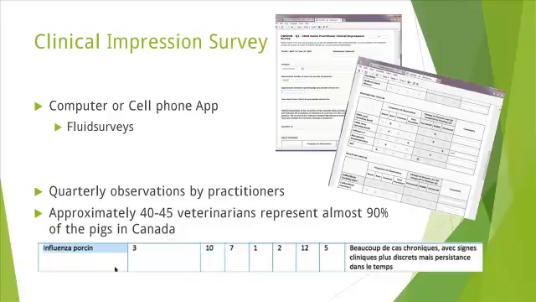At the bottom, I've put the comments from the Quebec group on influenza from the last call; it shows all their numbers and the comments that they had. We get to see all of the different reports for the regions, because there is some difference in what diseases are prevalent. And what we have found is that about 40 to 45% of veterinarians responding to this survey end up representing about 90% of all the pigs in Canada.